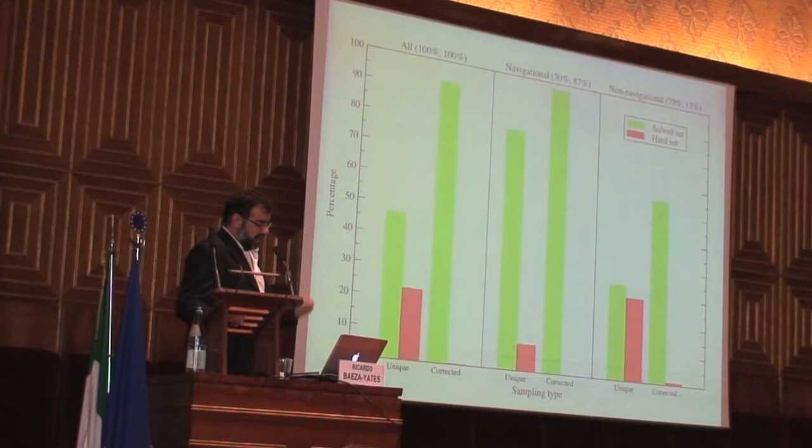this is what you get. So, all the search engines. And here I want to show how the sampling changes. So these are what we talked about before about the sampling. If you take unique queries and then you correct using the right frequencies, these things change a lot. So you see the hard set in the right distribution is very small.